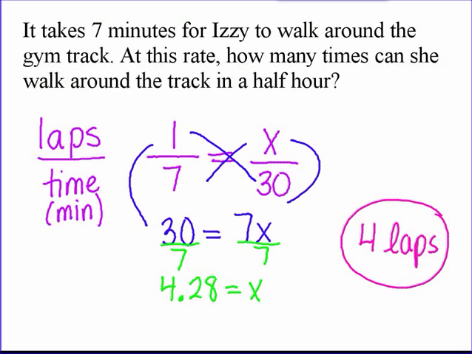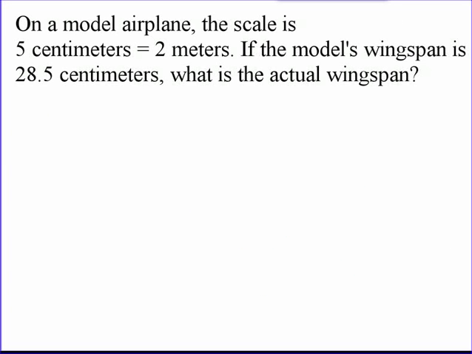So let's look at another one real quick. On a model airplane, and this is what's done quite a bit when they make scale figures of things, they actually measure everything. It says on a model airplane, the scale is 5 centimeters, and that equals 2 meters. If the model's wingspan is 28.5 centimeters, what is the actual wingspan?